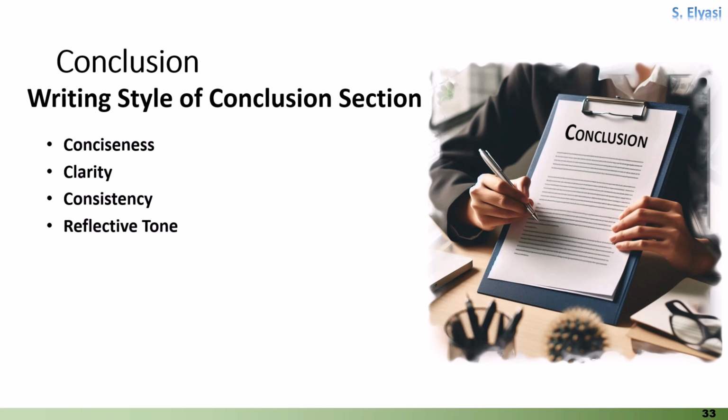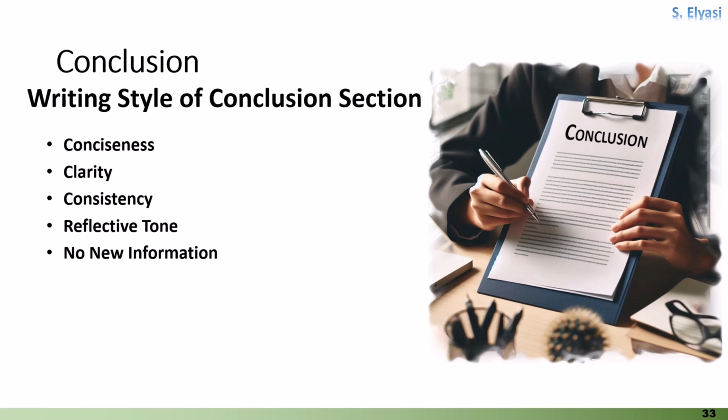Reflective tone. While maintaining conciseness and clarity, a conclusion often adopts a reflective tone. This allows the writer to step back from the details of the article and offer broader insights or reflections. A reflective tone encourages the reader to consider the larger significance of the work, engaging them in further thought. This tone is appropriate when discussing implications, broader impacts, or future directions. It helps transition the reader from the specific content of the article to more general themes or considerations.